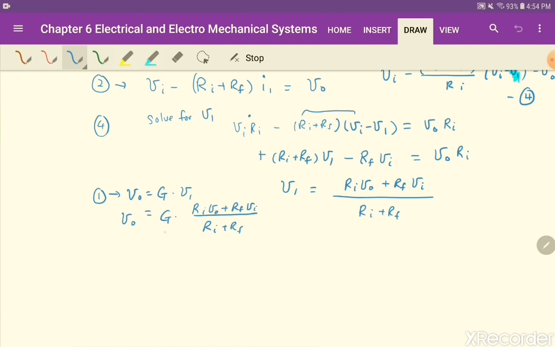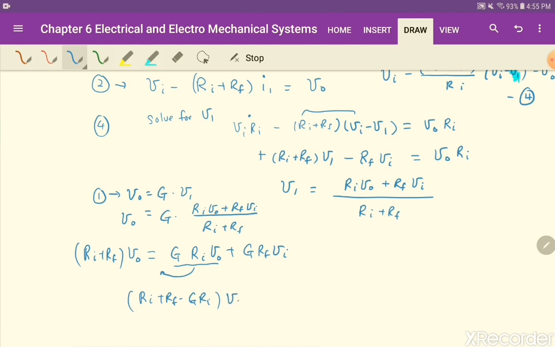So here, once we plug in the V1, now we can simplify one more time. Okay, this is a little bit painful. You have a RI plus RF. I did multiply by the denominator. V out equals G times RI V0 plus G times RF times VI. Now move these terms over to the left-hand side. You'll have RI plus RF minus G times RI times V out equals G times RF VI.